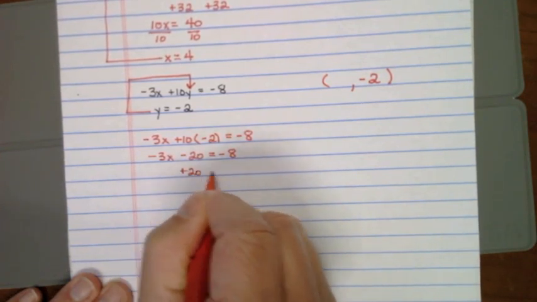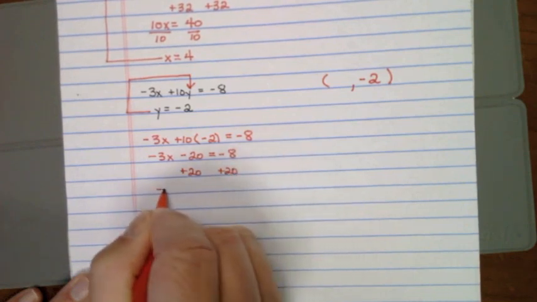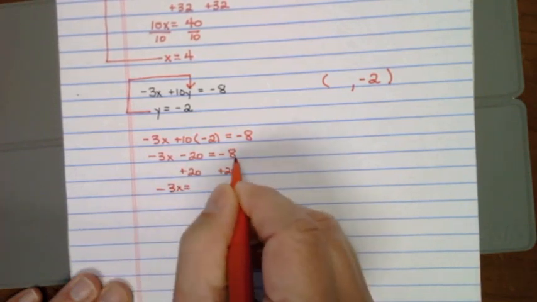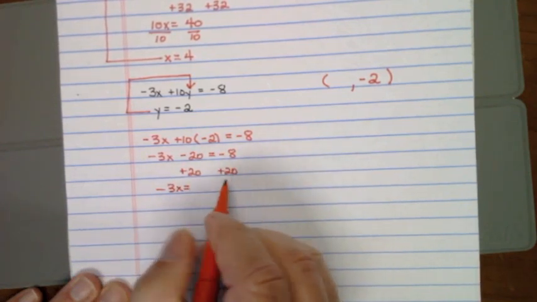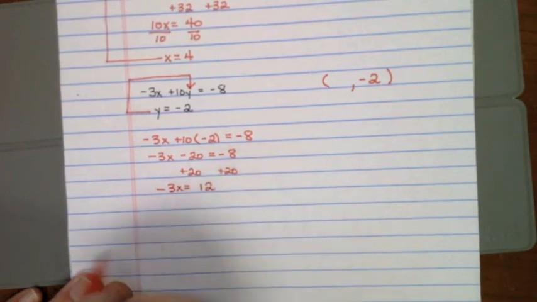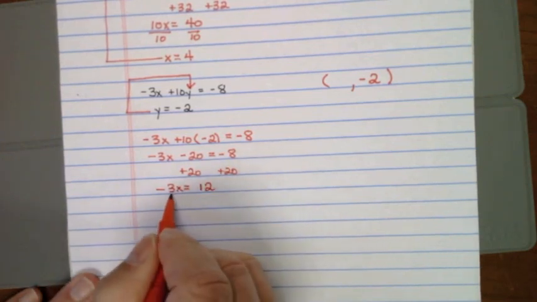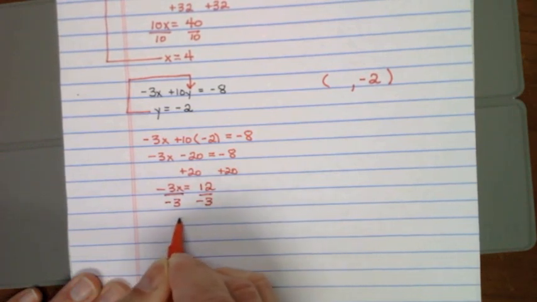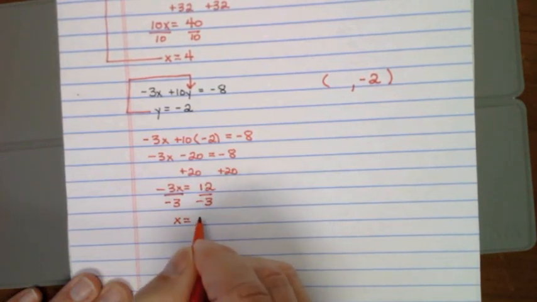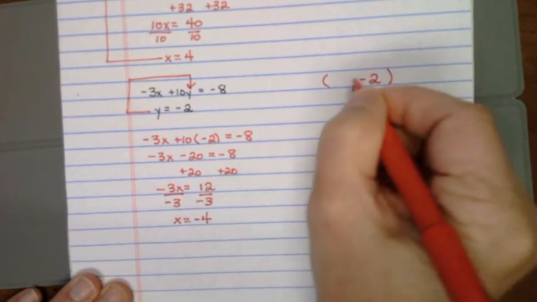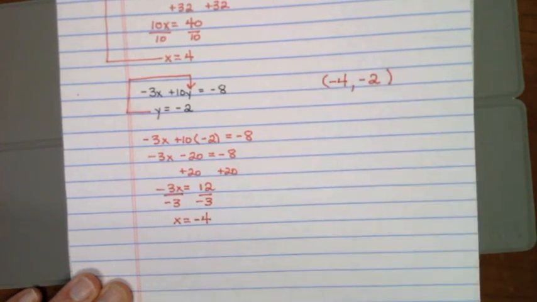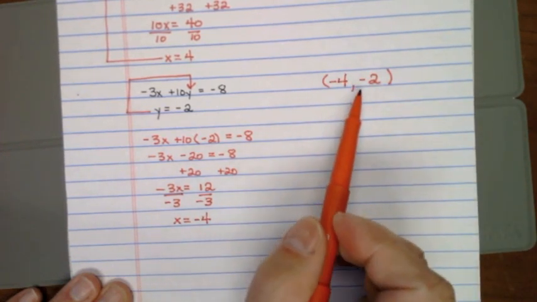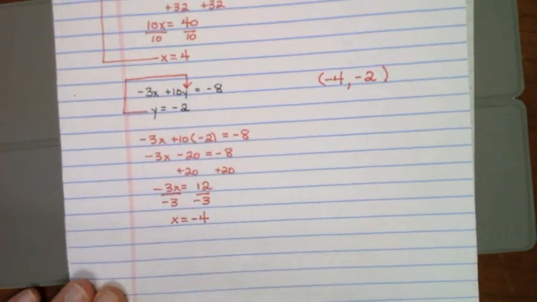Add 20 to both sides. Negative 3x is equal to negative 8 plus 20, which is 12. The opposite of multiplying by negative 3 is dividing by negative 3. X is equal to 12 divided by negative 3, which is negative 4. That is my x coordinate. This is the point where these two lines intersect.